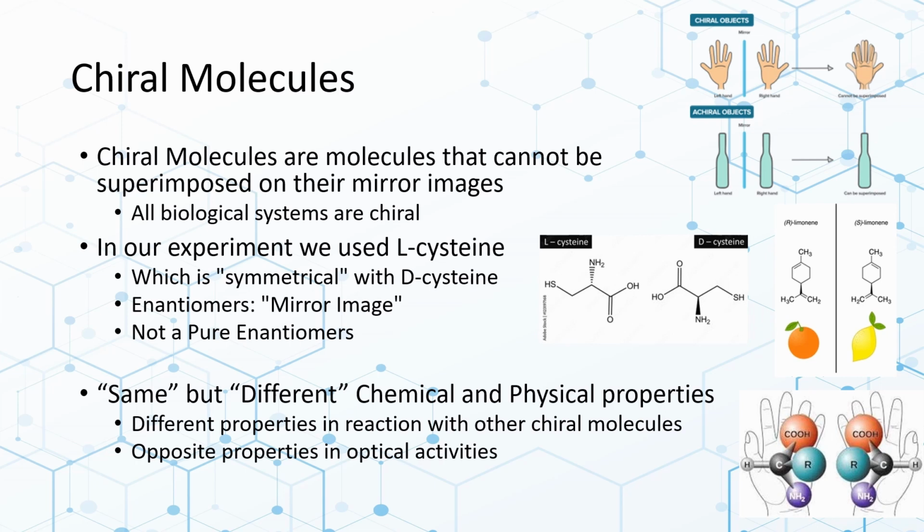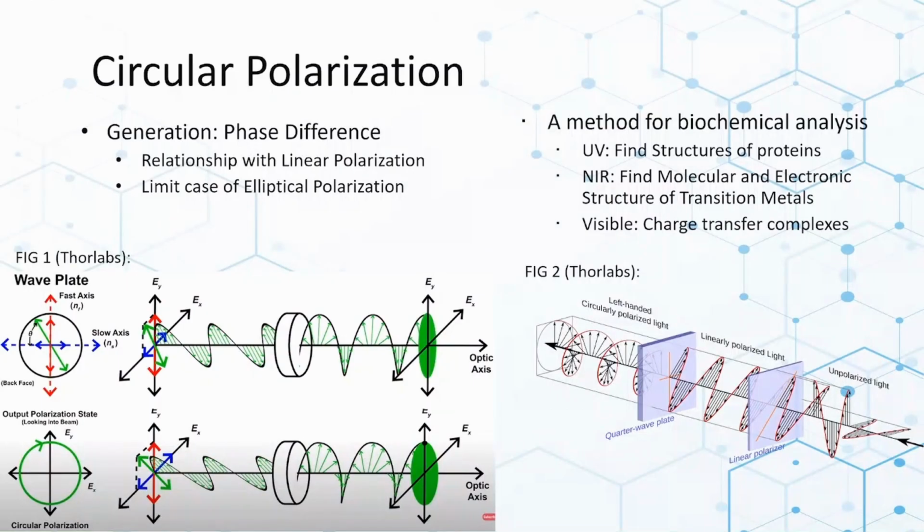Chiral structures have the same chemical and physical properties, but different properties in reaction with other chiral molecules, and opposite properties in optical activities. Enantiomers can be distinguished by CD spectroscopy because different enantiomers interact differently with polarized light. We expect that they will have a mirrored CD plot. The opposite optical activities mainly refer to the absorbance of a pair of circularly polarized light.